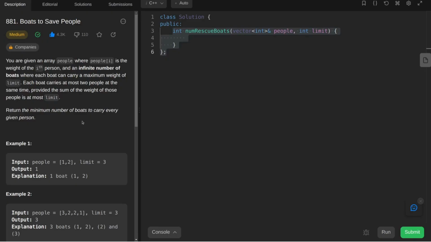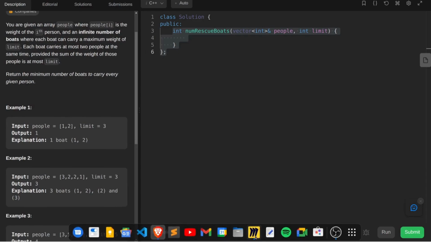Hello everyone, today we are going to solve the LeetCode problem of the day, Boats to Save People. In this problem, we are given an array of people where people[i] is the weight of the ith person, and an infinite number of boats, where each boat can carry a maximum weight of limit, and each boat carries at most two people at the same time, provided the sum of weight of those people is at most limit. Return the minimum number of boats to carry every given person.